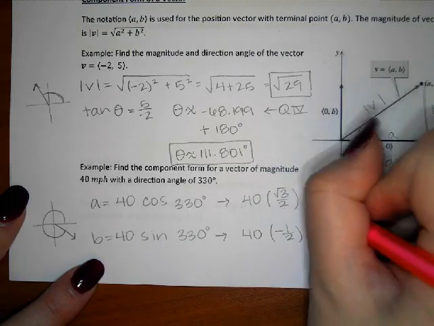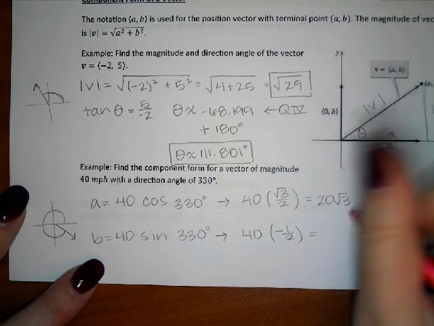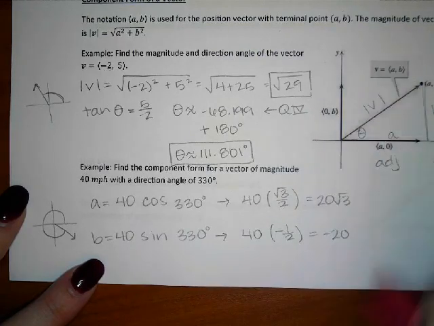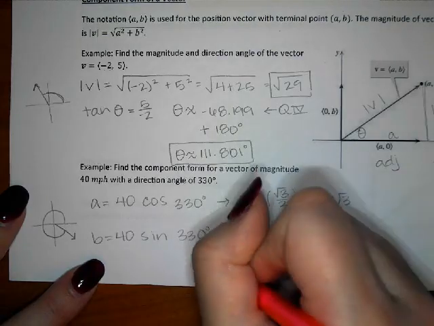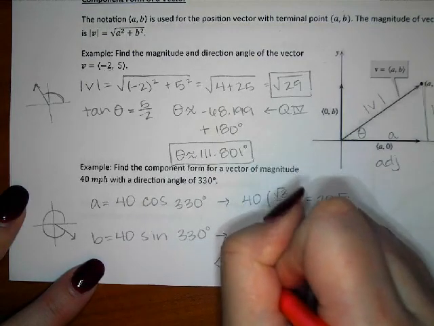So if we write this vector in the component form, we would say that its horizontal component is 20 √3. That's how far it went to the right. And its vertical component, excuse me, is -20. It went down 20.